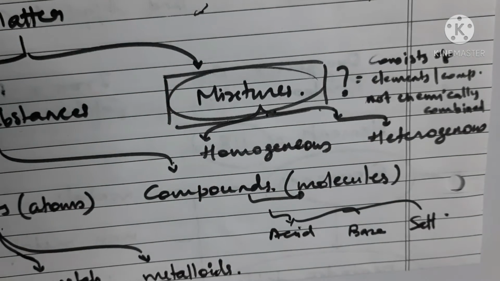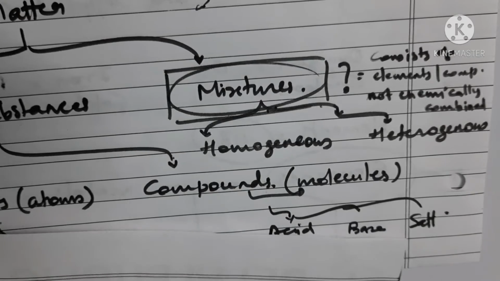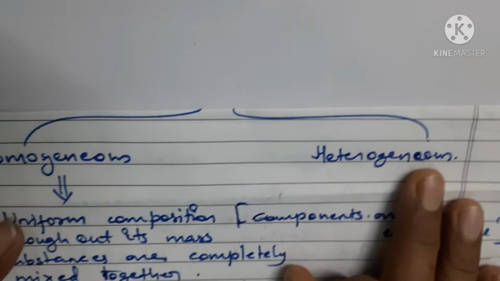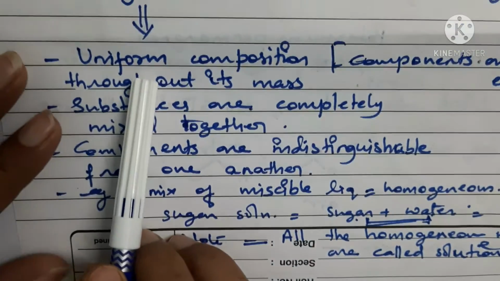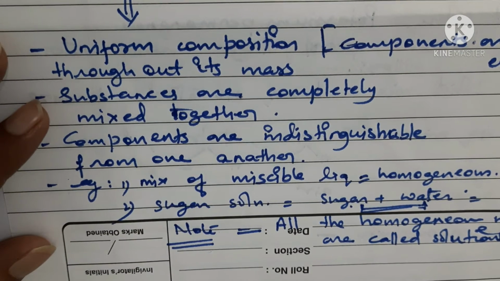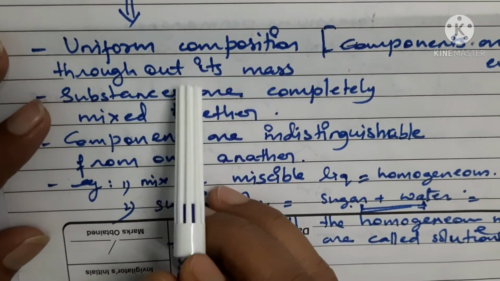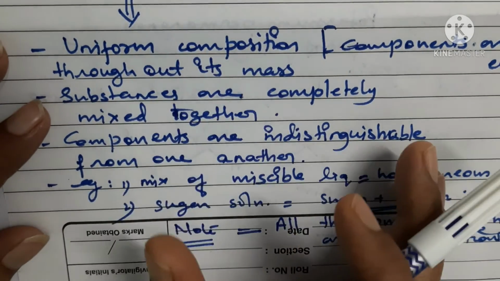So let us try to understand that. Now, what are homogeneous mixtures? You can see here matter, and mixtures. Mixtures are further classified into homogeneous and heterogeneous. Let us try to understand what homogeneous mixtures are. Homogeneous mixtures are the substances in which you find uniform composition of the constituents, uniform composition throughout its mass. Uniform composition of what? Uniform composition of its constituents, its components.